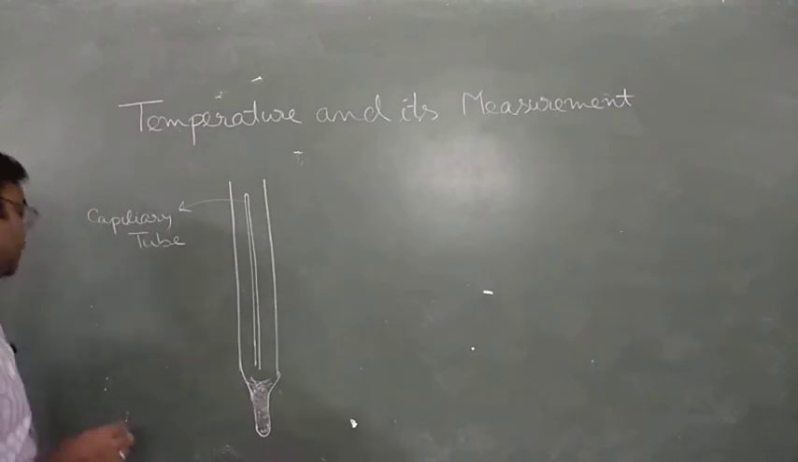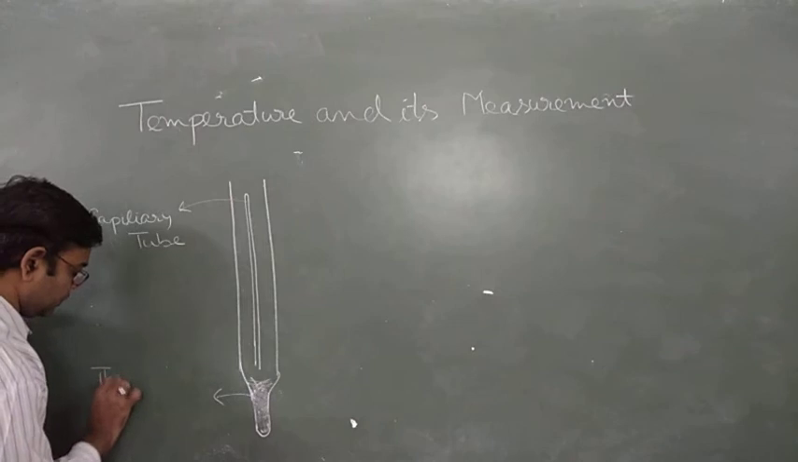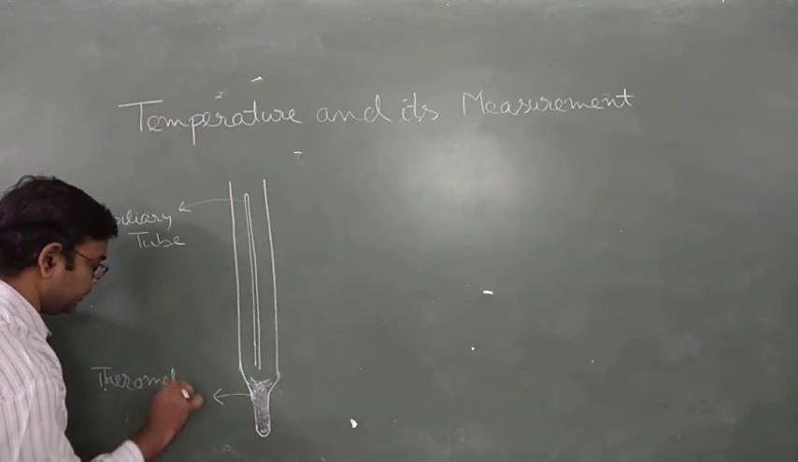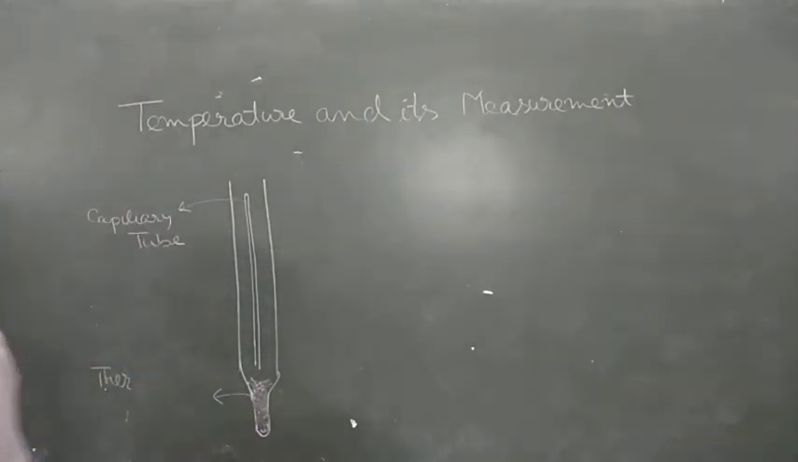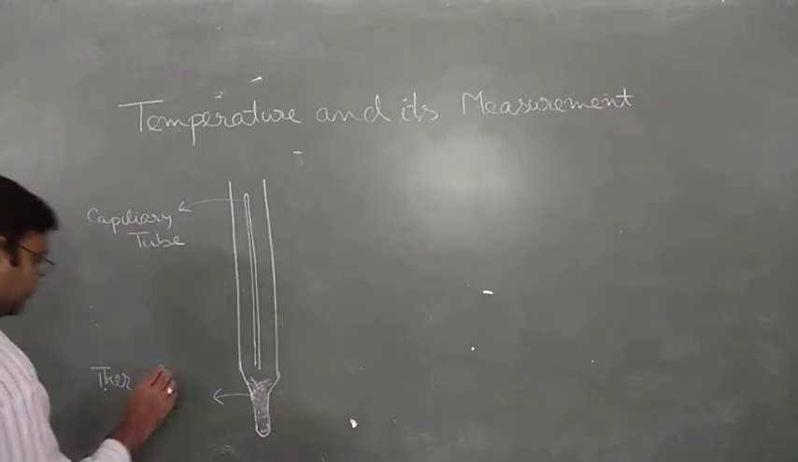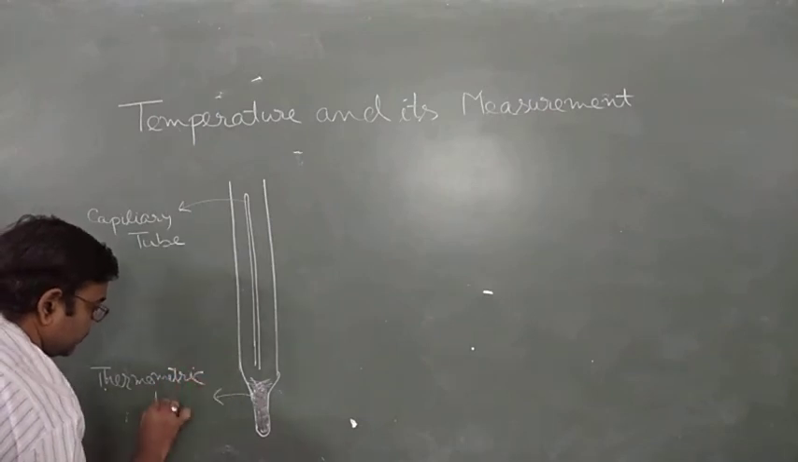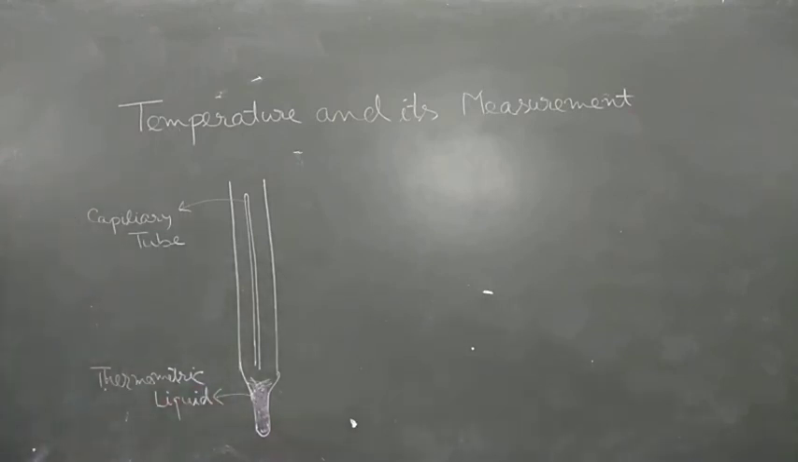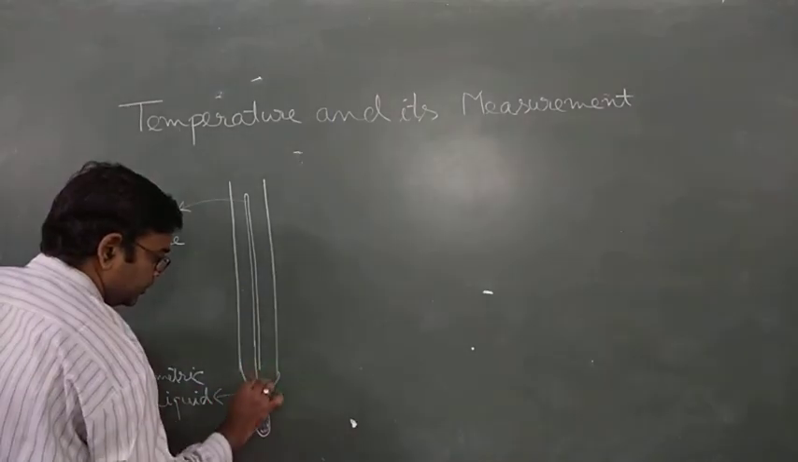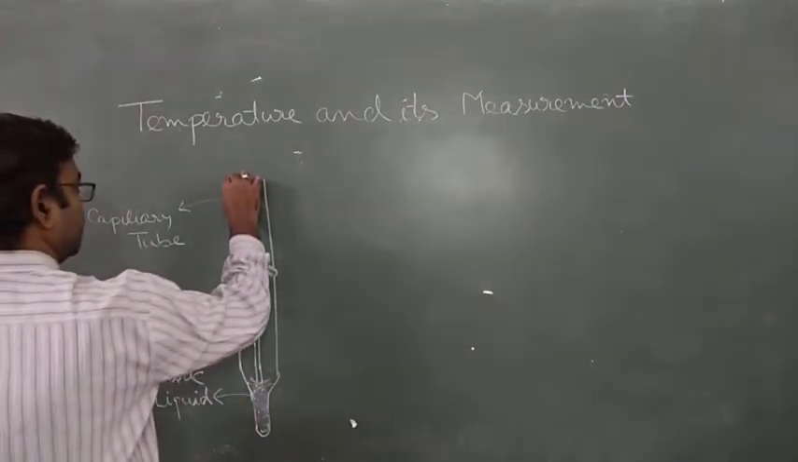This is your capillary tube, and this bulb is filled with some thermometric liquid. Here we are using mercury, but it is known as the thermometric liquid. Sorry, my spelling is wrong. Generally, we use mercury as the thermometric liquid, and this bulb is in contact with that bore, the capillary tube. The upper end is also sealed.